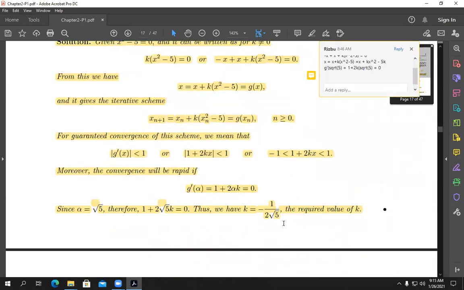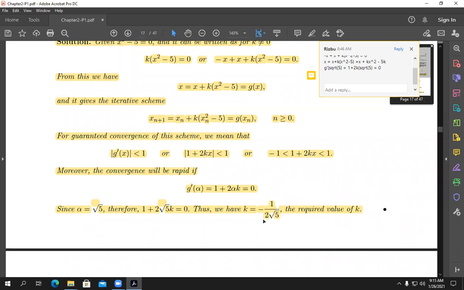When you simplify, inshallah, you have this thing. And what is this one? K, you take 1 to the other side, it becomes -1, and this 2 root 5 will come in the denominator. And that's the answer of the problem.